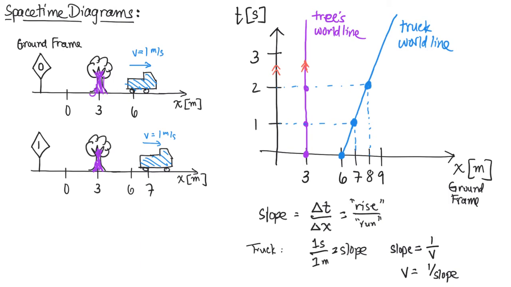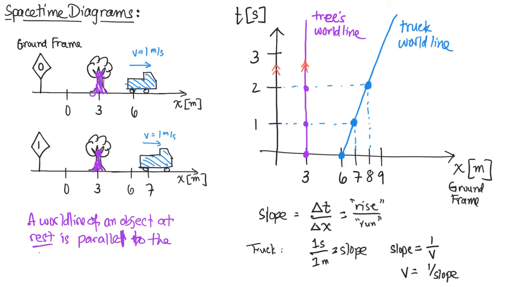So what we can say is a world line of an object at rest is parallel to the time axis. Okay, and that's simply shown here, that the purple line is parallel to the black time axis, and that's because the position of the object is constant.